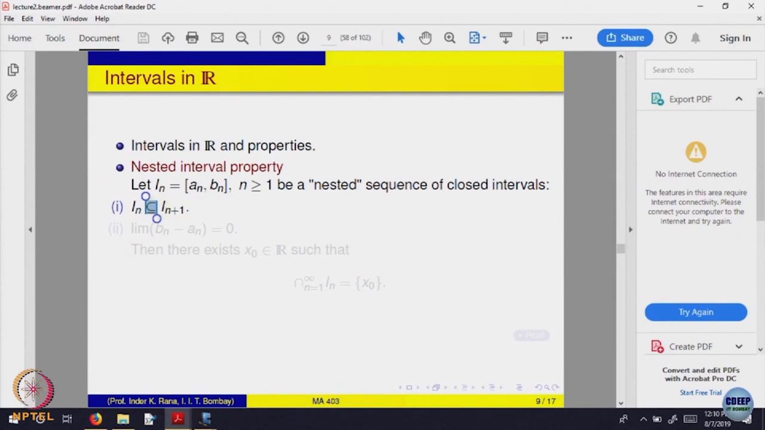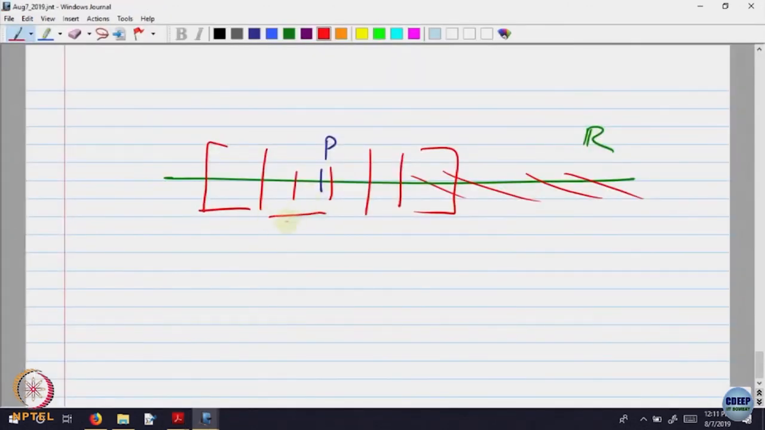And what should happen in that picture? I want to make it smaller and smaller. So, how do you say that they are really becoming smaller and smaller? Eventually, they should capture that point. That means, for the sequence a n, the left end points, and b n, the right end points, the difference of the two should go to 0. The length of the interval should go to 0. What is the length of the interval I n? b n minus a n, that should go to 0. So, I want to prove this.